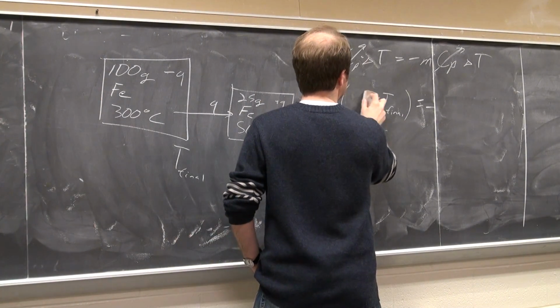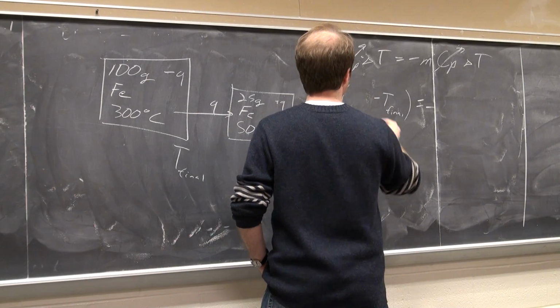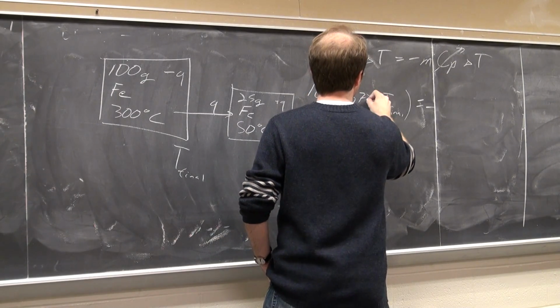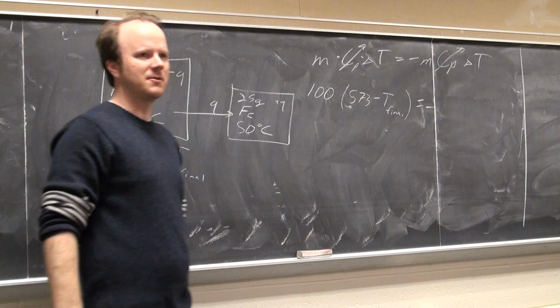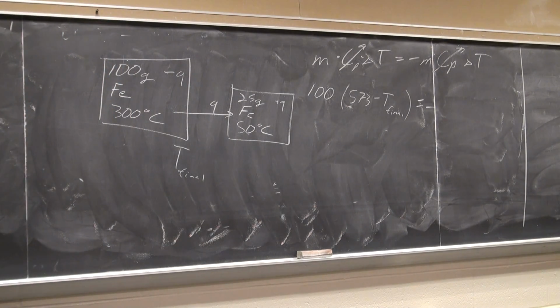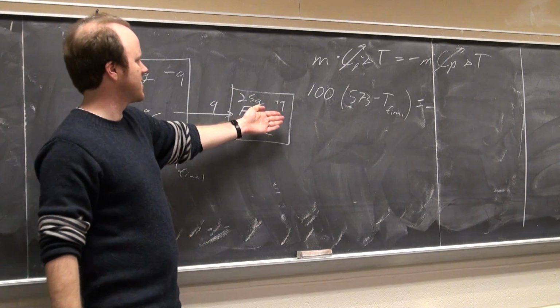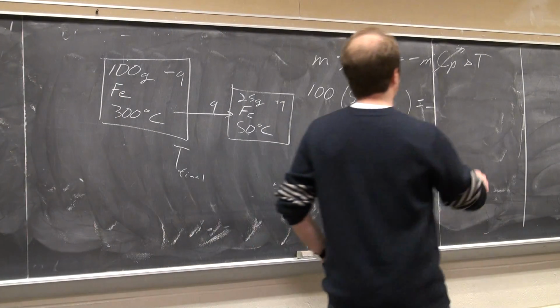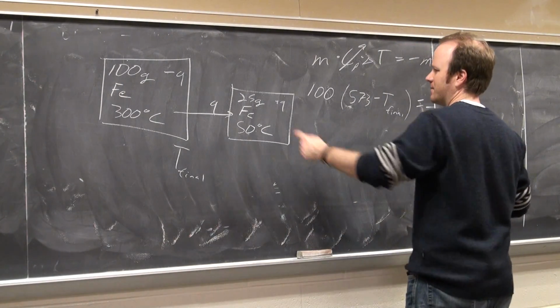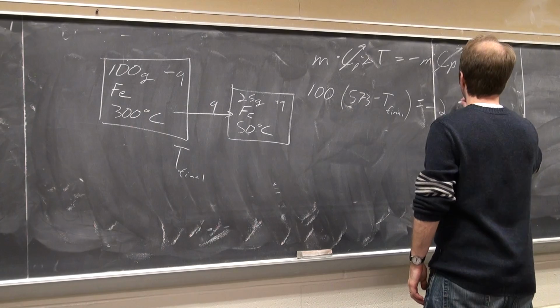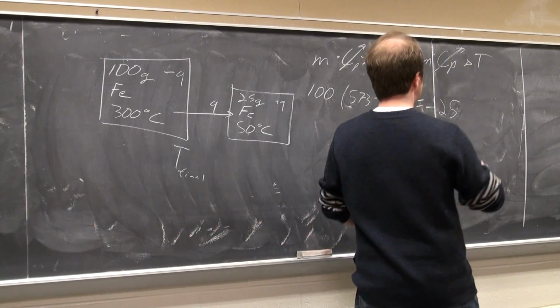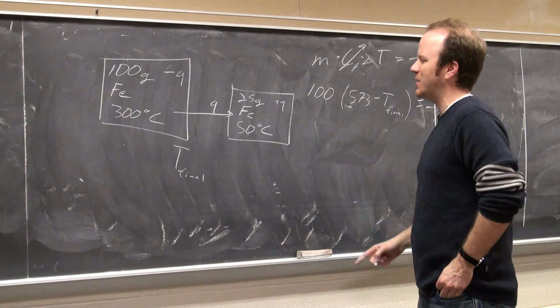what's 300 plus 273? 573. Great. Let's keep it all in K so we don't goof ourselves up. Okay, so the heat's going to flow out of this one. It's going to flow into this one. So we have 25 here, no CP. What's the delta T of this block? What's going to happen?